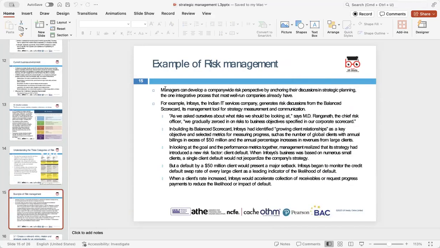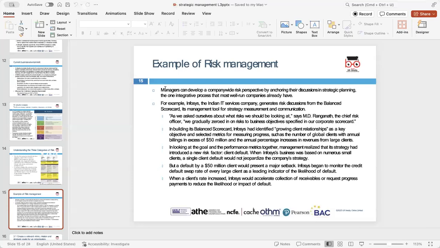Risk management should be integrated into a company's strategic planning. Successful companies often use established frameworks like the balanced scorecard to align risk discussions with business objectives. For example, an Indian IT services company developed its risk strategy by focusing on business objectives specified in its corporate scorecard.